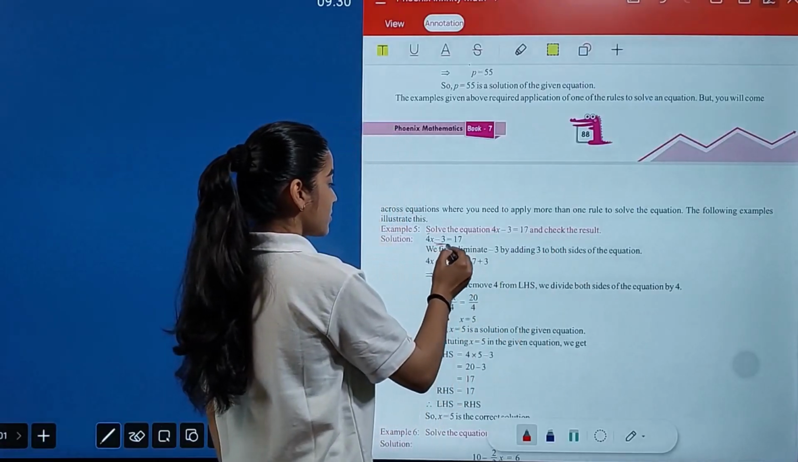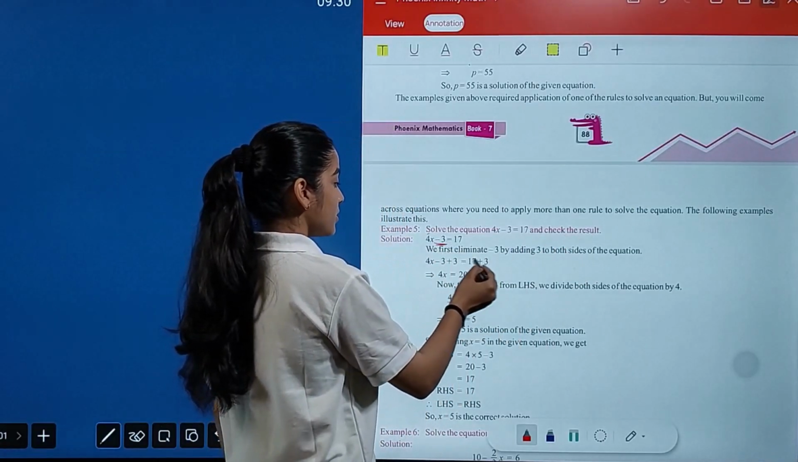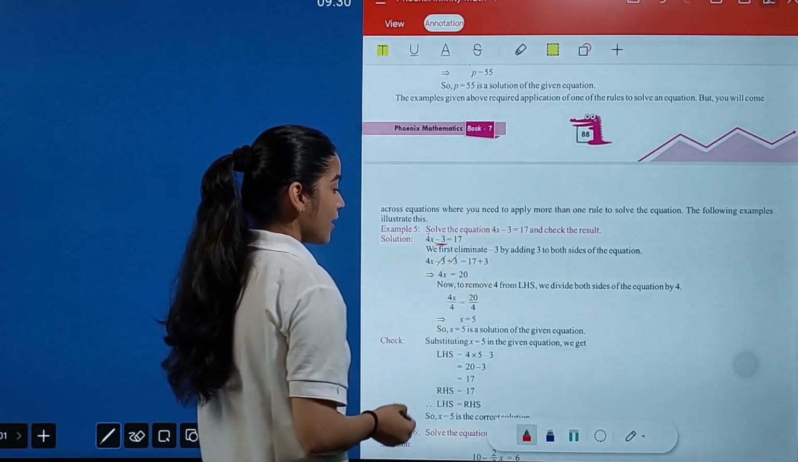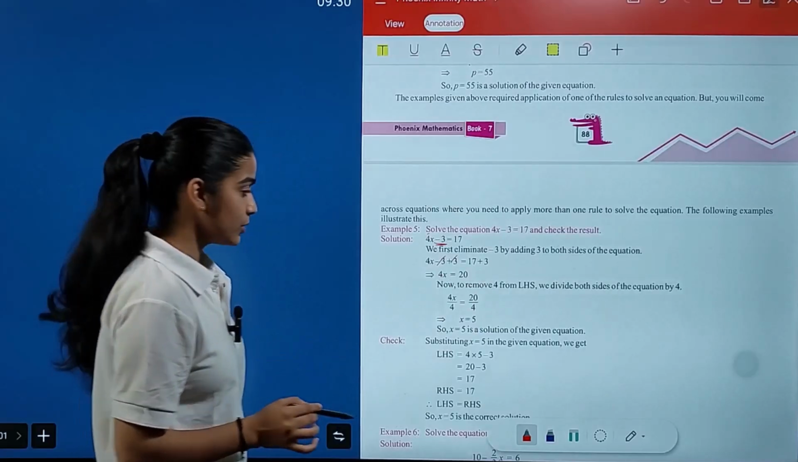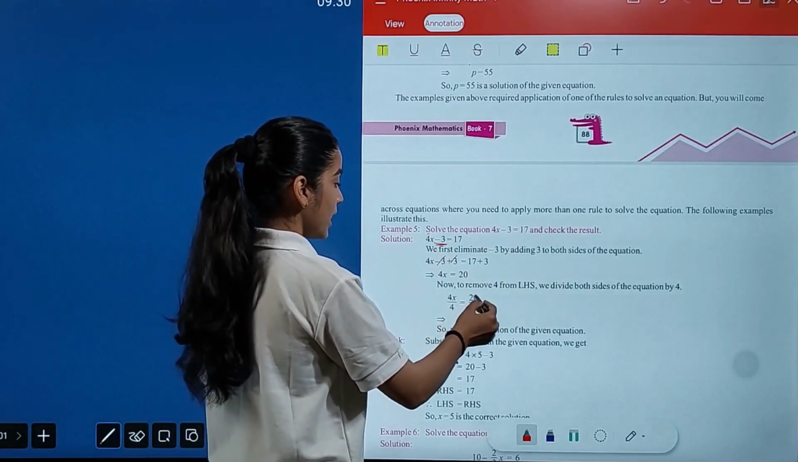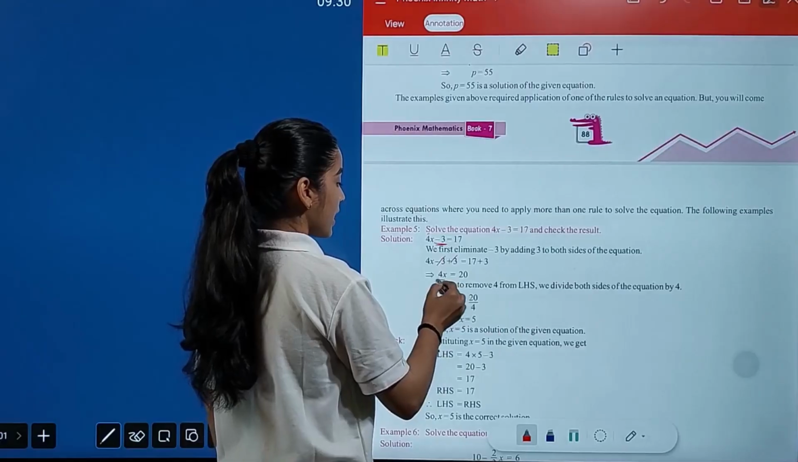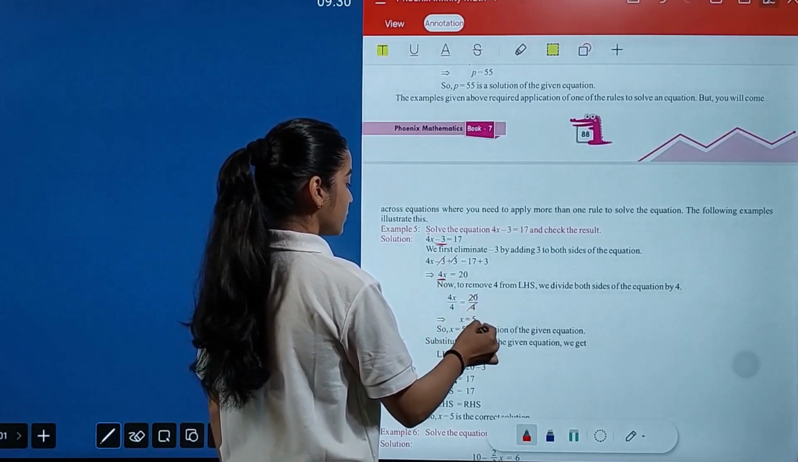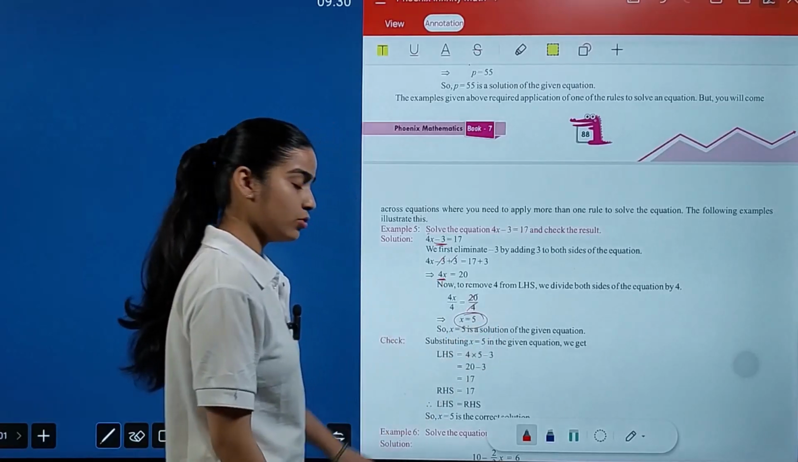Solve the equation 4x minus 3 is equal to 17 and check the result. So here we have minus 3. So you have to add 3 to both sides. They cancel out. 4x is equal to 20. It means we have to divide both sides by 4. So 4x divided by 4 and 20 divided by 4, because we have 4 multiplied with x. So here we have x, and 4 fives are 20. So the value of x is equal to 5.